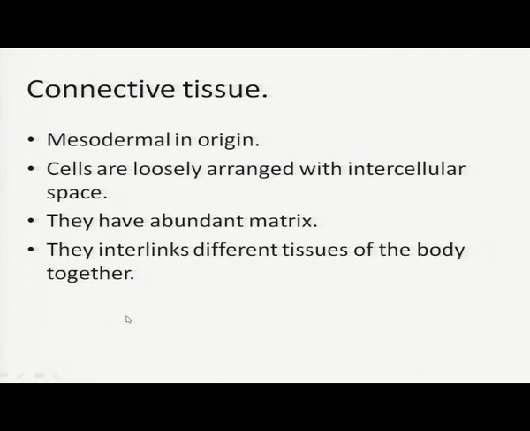Now, coming to connective tissue. It is mesodermal in origin, originating from the middle layer. Cells are normally arranged very loosely with intercellular spaces in between them, and they have an abundant amount of matrix. They interlink the different tissues of the body together. Hence, they are known as connective tissue.